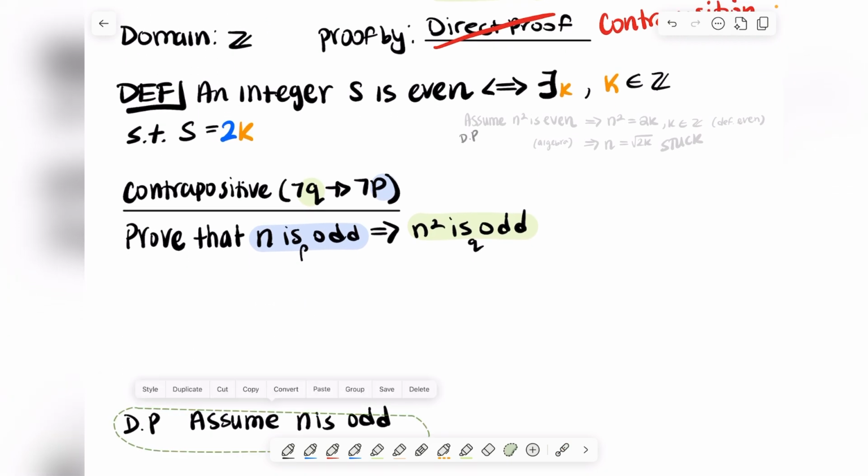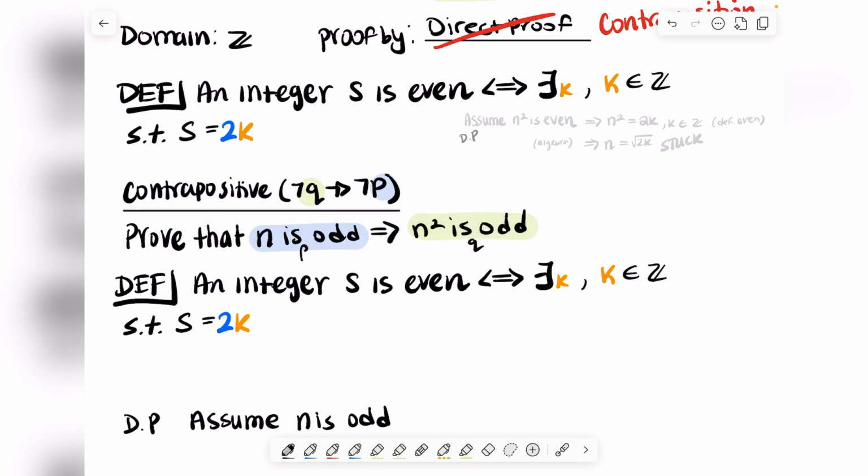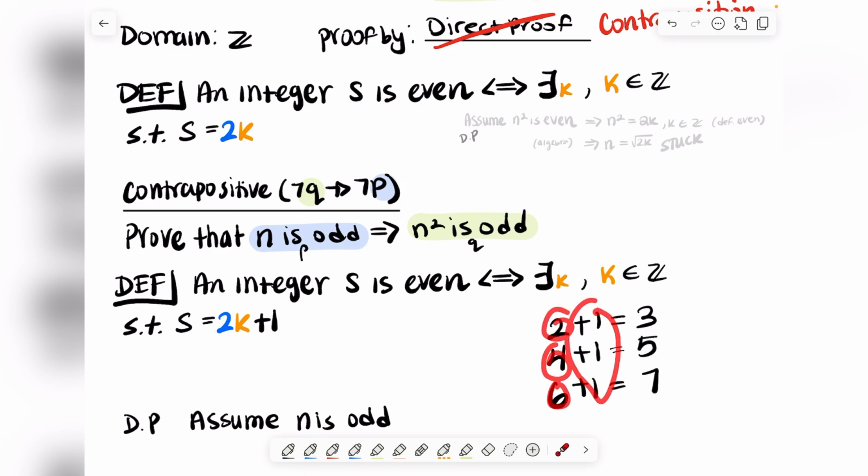So I'm going to move this below here, and I can actually copy the definition of an even integer, and all you have to do is add a 1. Do you know why? Because think of the first 3 even numbers you can think of. What happens if I add a 1 to them? 2 plus 1 becomes 3. 4 plus 1 becomes 5. 6 plus 1 becomes 7. If I have an even integer and I add 1 to it, it becomes odd.